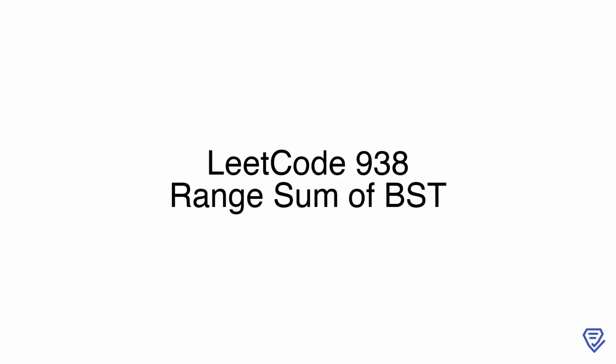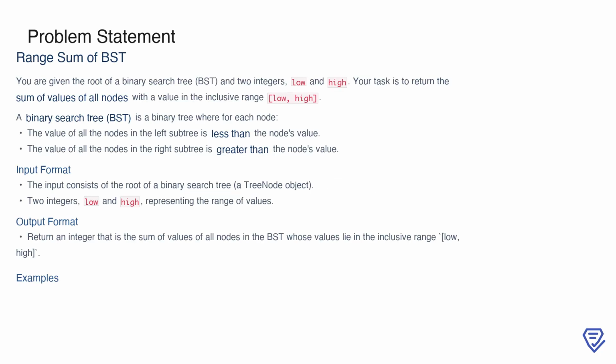Let's get started. In this problem, you're working with a binary search tree, or BST, which has a unique structure where for every node, all the values in its left subtree are less than its value, and all the values in the right subtree are greater. Your task is to find the sum of all node values within a given range, specified by the integers low and high. The input will provide the root of the BST as well as these two integers. The result should be a single integer representing the sum of the node values that fall within this inclusive range.